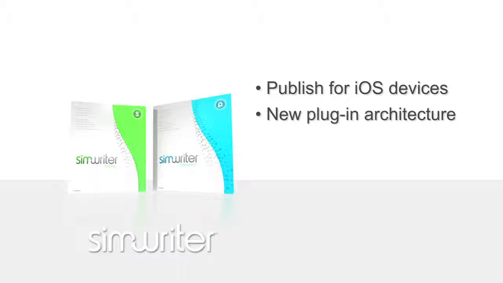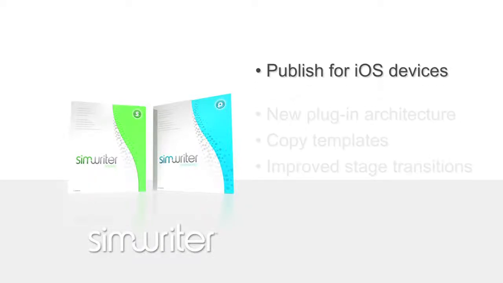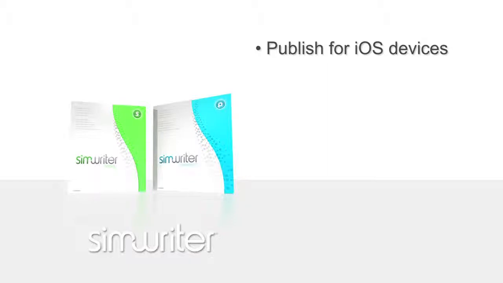SimWriter 5.0 contains several new and exciting enhancements: the ability to publish for iOS devices, iPhone and iPad, the new plugin architecture, the ability to copy templates, and improved stage transitions. Now I'm going to take a few minutes and show you around some of these new features. Let's start with publishing for iOS mobile devices.